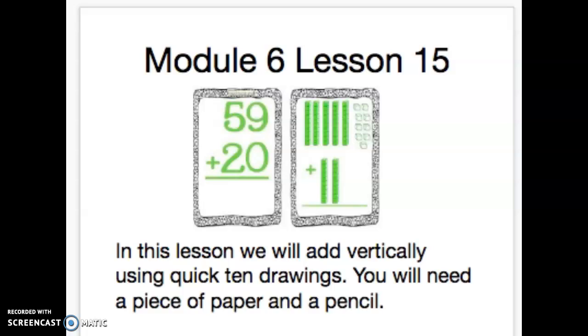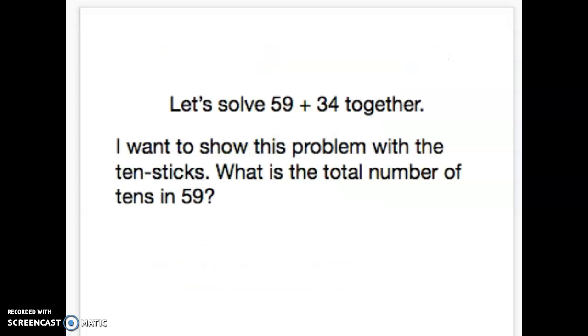Module 6, Lesson 15. In this lesson, we will add vertically using quick 10 drawings. You will need a piece of paper and a pencil. Let's solve 59 plus 34 together. I want to show this problem with the 10 sticks.